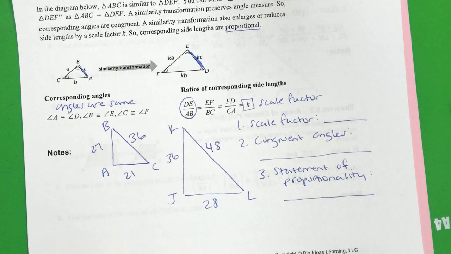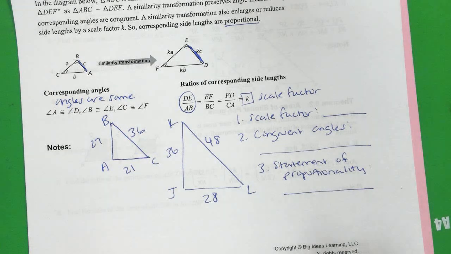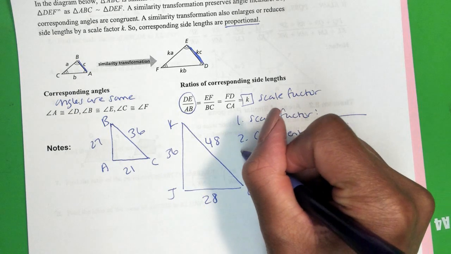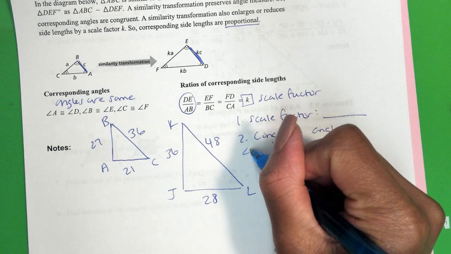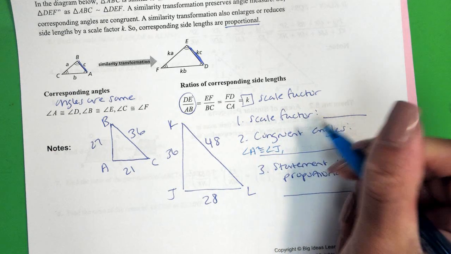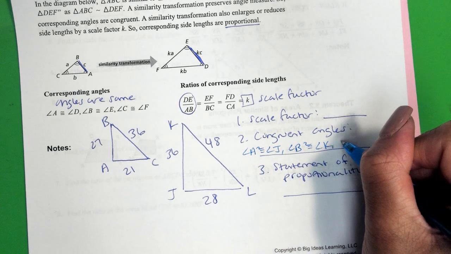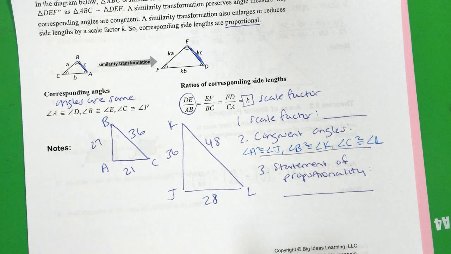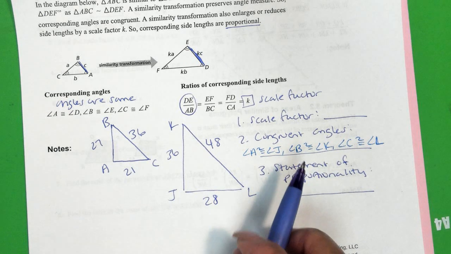Alright, so I have my two triangles. And so let's compare our angles, shall we? So let's go on to number 2. We can recognize congruent angles. So what is congruent to A? The angle congruent to A would be J. What's congruent to B would be K, and what's congruent to C would be angle L. Okay, so corresponding angles.